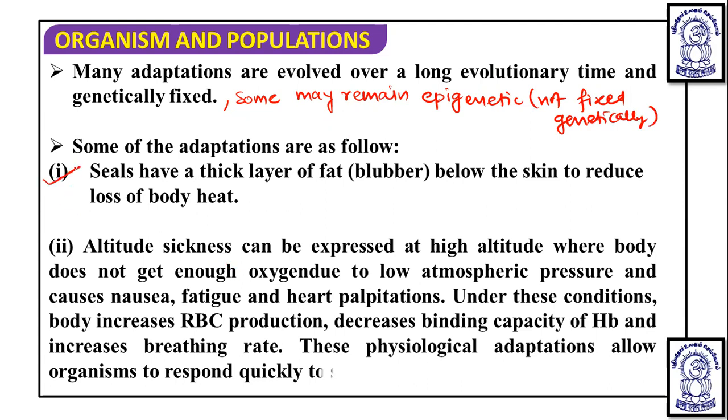The first adaptation we are going to talk about is that of seals. Seals have a thick layer of fat, known as blubber, below their skin, and that reduces the loss of body heat. This way body heat loss can be prevented in seals by this blubber. It is seen in polar seals, which are aquatic animals, and it acts as an insulator.